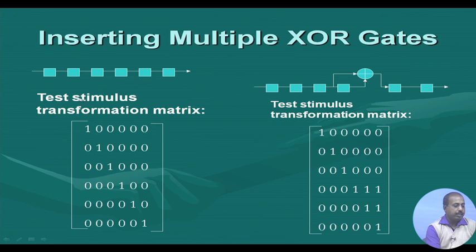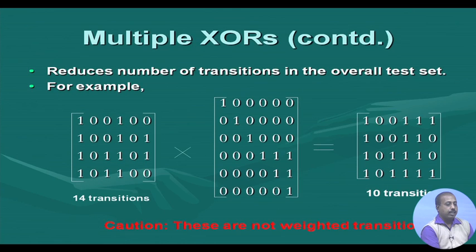In the normal case, the test stimulus matrix is like this. So, whatever be the input, that will get modified, but in this case, if you multiply this matrix by the given test stimulus, you can find out what is the new stimulus that you should apply for getting the particular pattern onto the scan chain. Now, this can reduce the transitions, though it is not very obvious whether it will always reduce transitions or not, but this can happen.